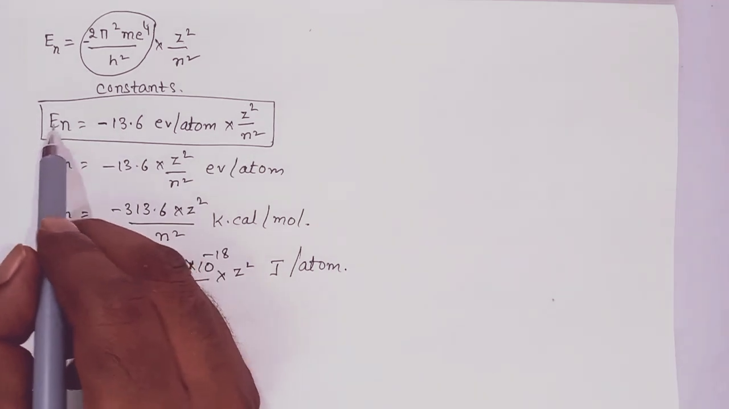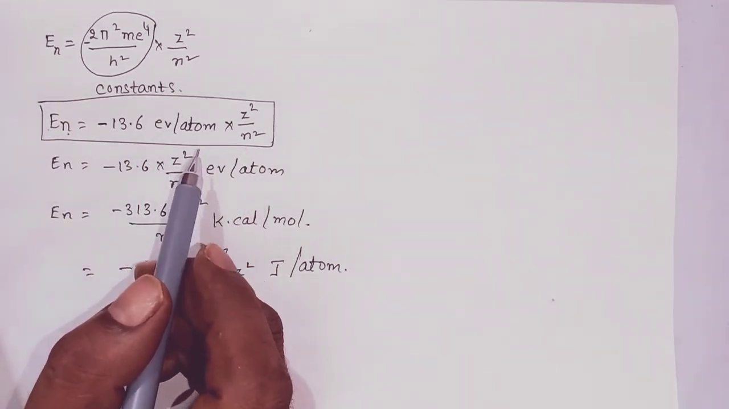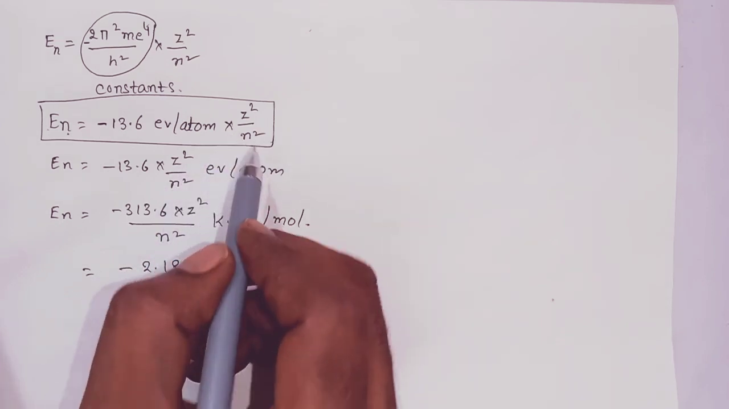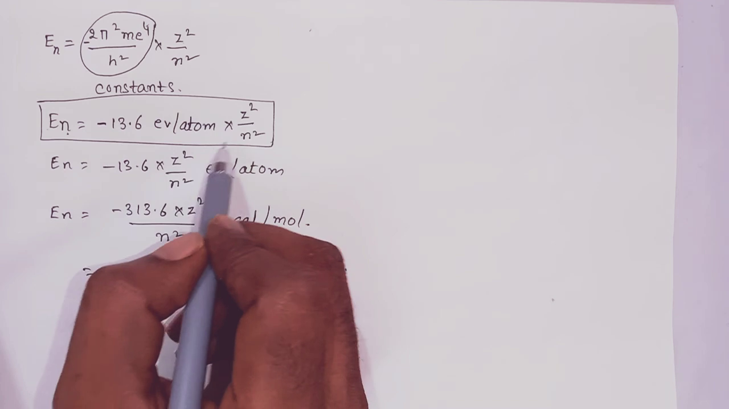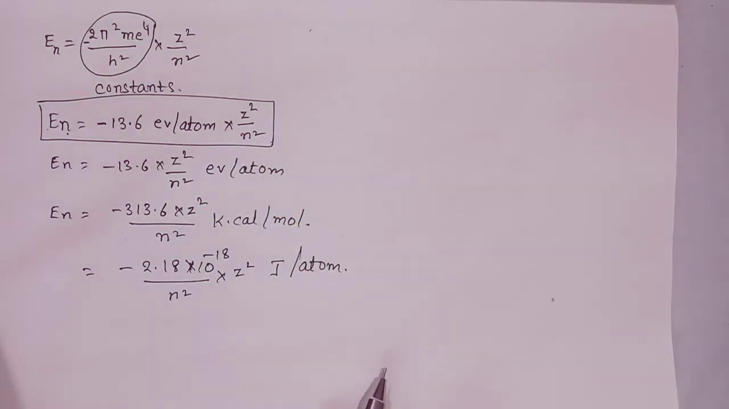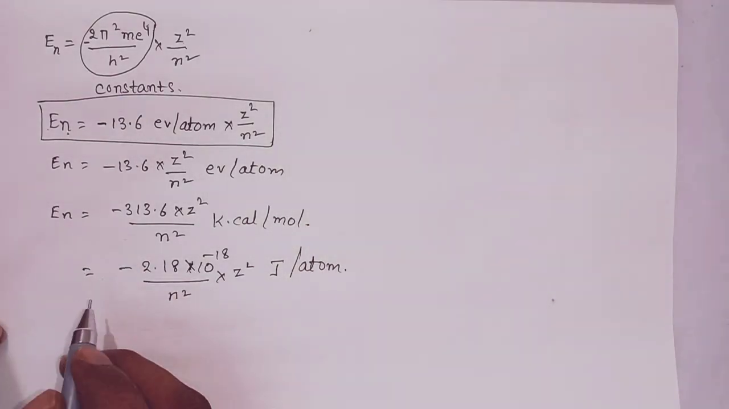So this is the energy of the nth orbit for a hydrogen like species, for any atom, for any orbit: minus 13.6 into Z square by n square. Is that clear? So now based on this we can say that the minus sign is there.